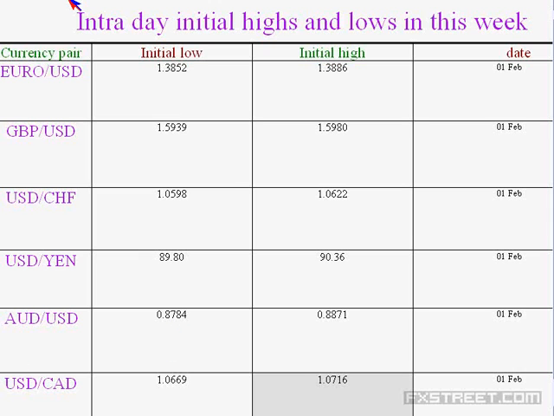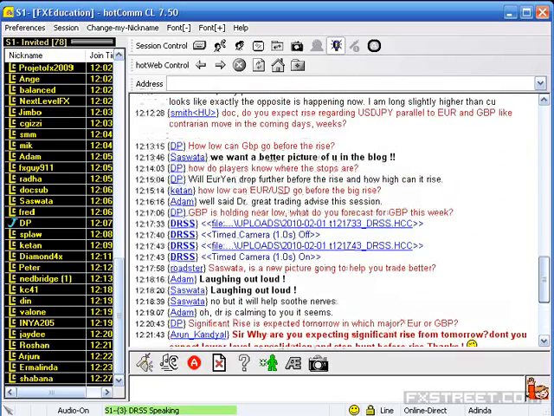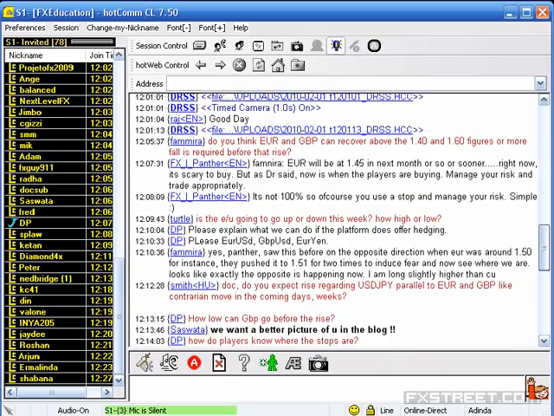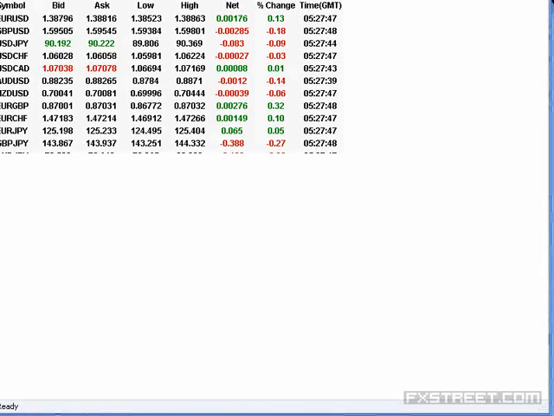So let me minimize the PowerPoint presentation and take up the questions which are asked here. I fix the camera over the live market code page.